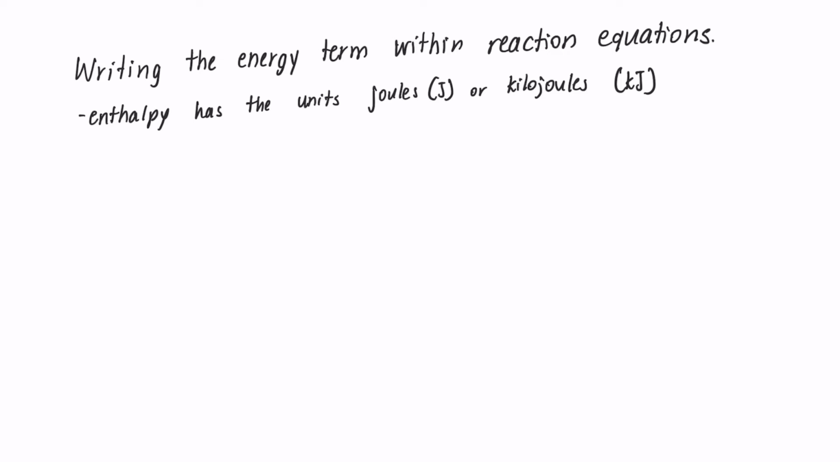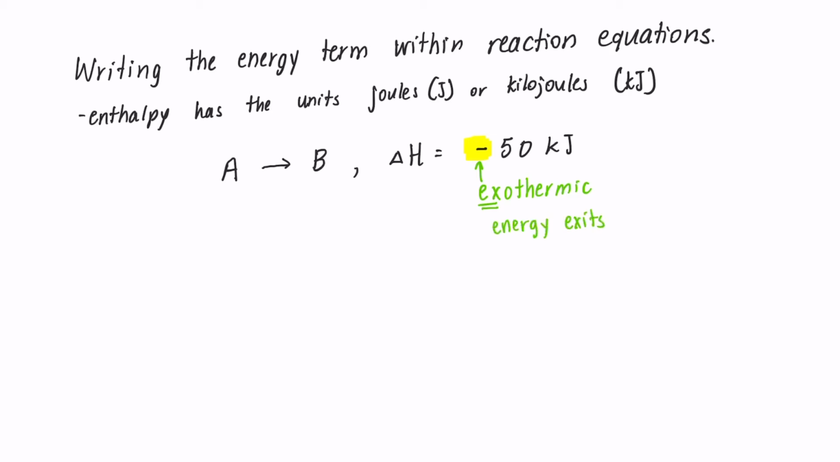Let's consider the reaction A transforming to B with a delta H of negative 50 kilojoules. That negative sign tells us that the reaction is exothermic, which means energy is exiting the system. Now, if energy is exiting the system, it is being released. Therefore, energy is a product. So we can write our reaction equation as A forms B plus 50 kilojoules.